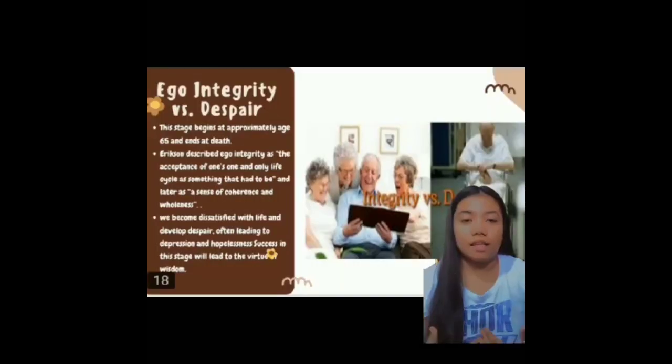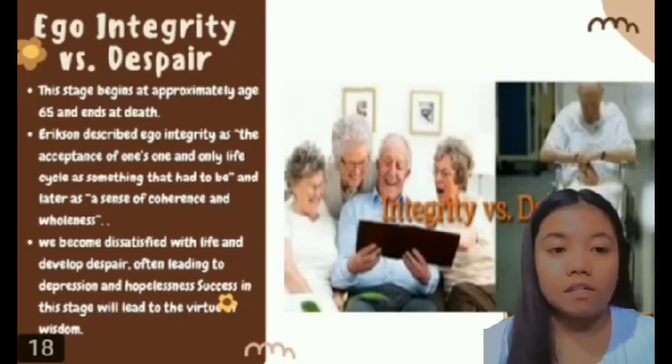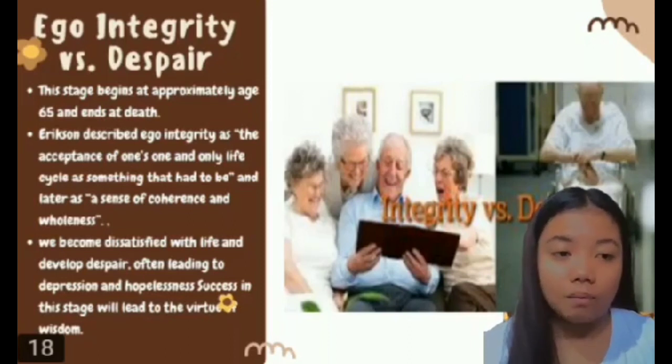Next is the final stage, the 8th, which is ego integrity versus despair. This stage begins at approximately age 65 and ends at death. Erikson describes ego integrity as the acceptance of one's one and only life cycle, and later as a sense of coherence and wholeness.